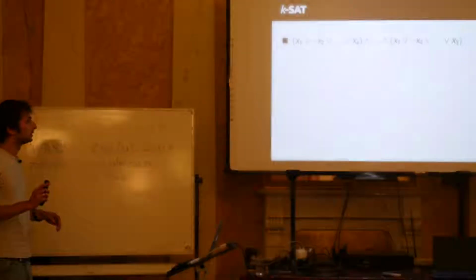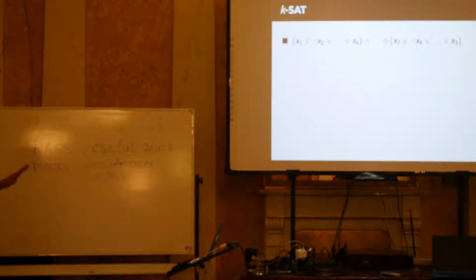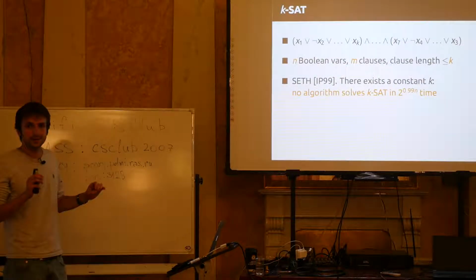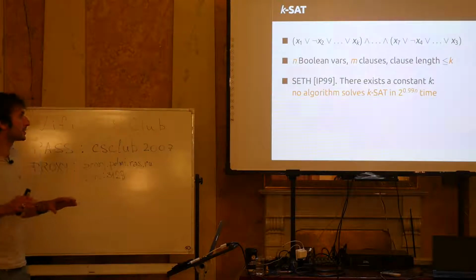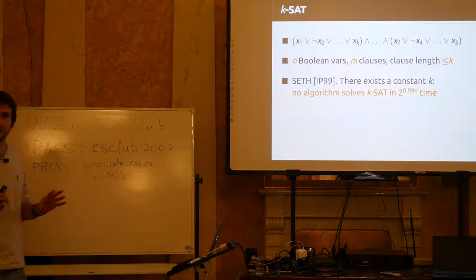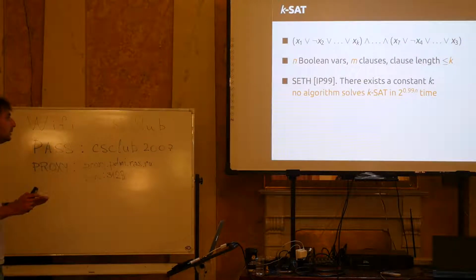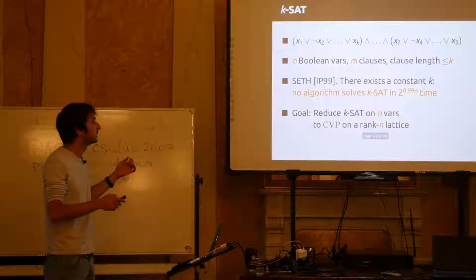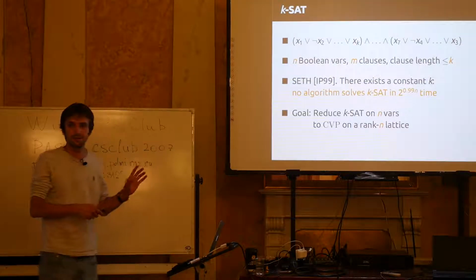Okay, so just to recap, we've considered this k-SAT problem. By n we denote the number of variables in it, by m we denote the number of clauses, and each clause is of length at most k. And we said that, roughly speaking, SETH, the strong exponential time hypothesis, says that k-SAT cannot be solved in time 1.99 to the n. And now we want to prove hardness of the CVP problem. How do we do this? We reduce k-SAT to CVP.